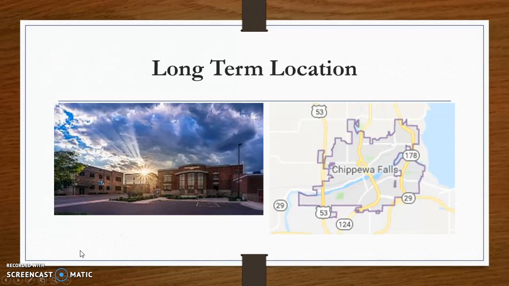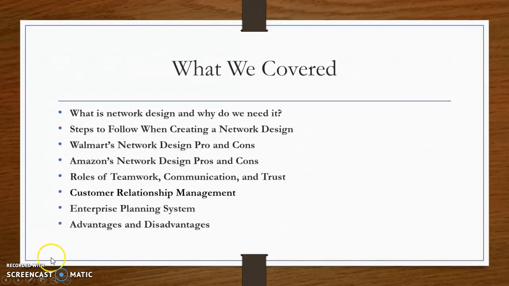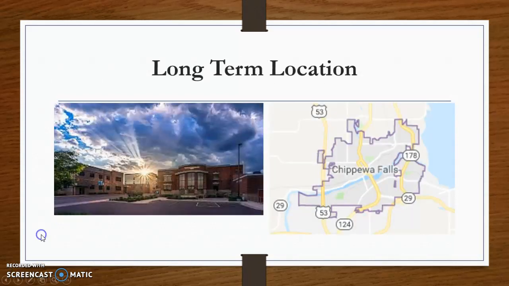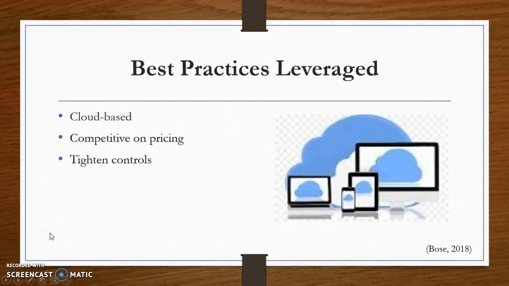The best practices that we can take looking at Amazon and Walmart that we can leverage into our own business is the cloud-based network. Walmart actually spent a bunch of money to imitate Amazon's system, and we are trying to, on a small scale, imitate both of their systems.